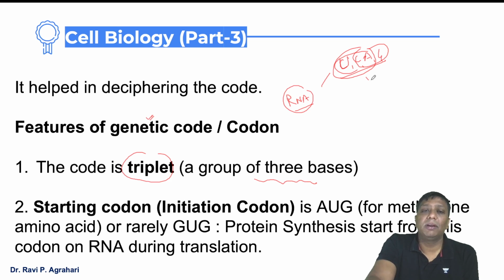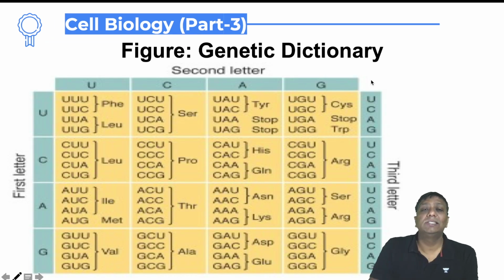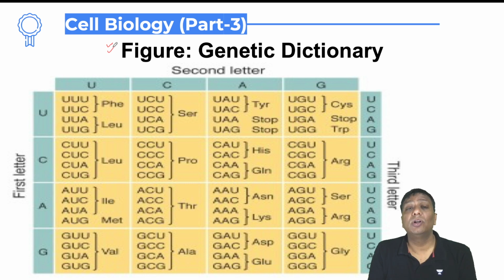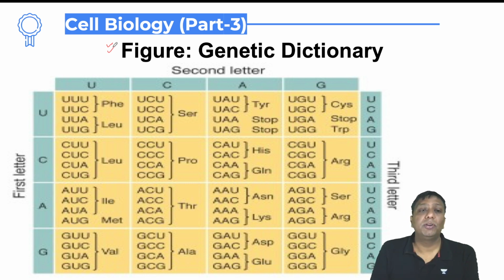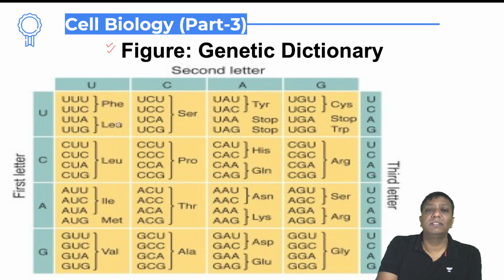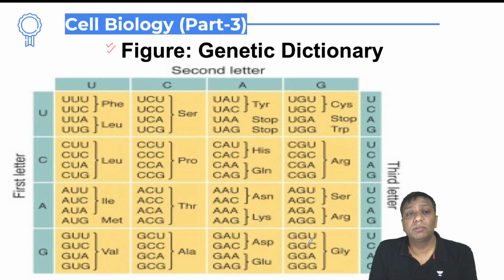You just come here, guys. This is the genetic dictionary on the screen. Later on I will go back. Behind the genetic dictionary are Nirenberg, Matthaei and Khorana, the persons whose names you have seen, who got the Nobel Prize. In the genetic dictionary, what you will do, guys? See, there are 16 boxes here, and within each and every box there is what?